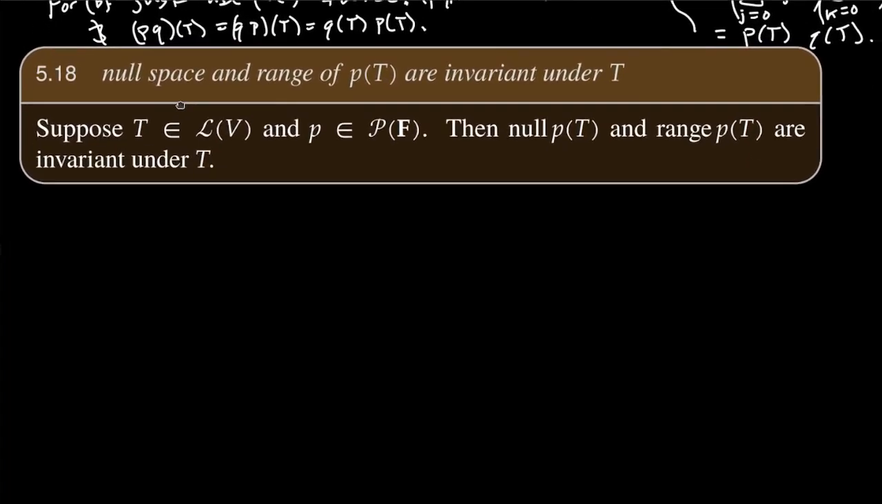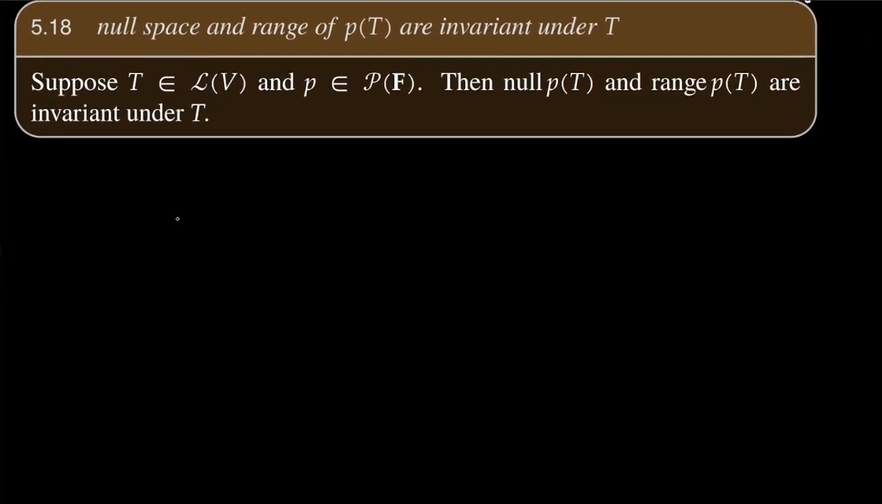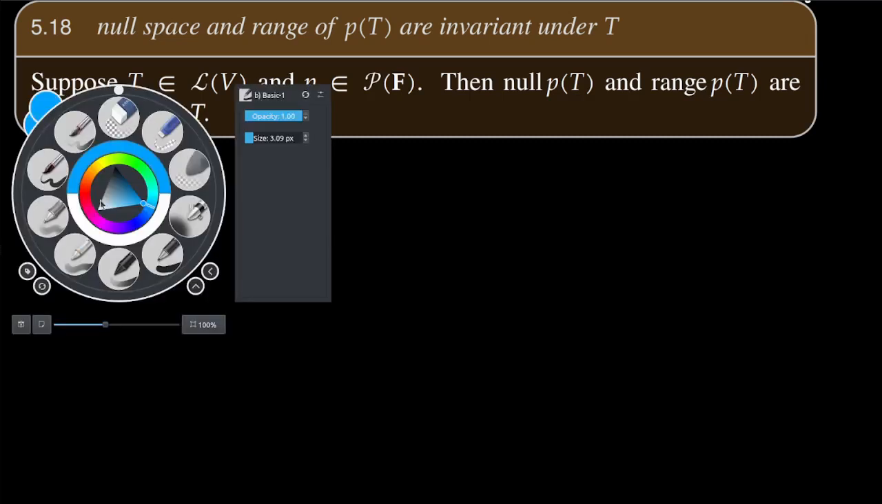Okay, cool. Let's prove something that's less silly and less tedious. Let's show that the null space and range of P of T are invariant under T for any polynomial P. Here's the gist of why we will want to look at polynomial maps, and I'll kind of tie it back into what we started talking about at the beginning.